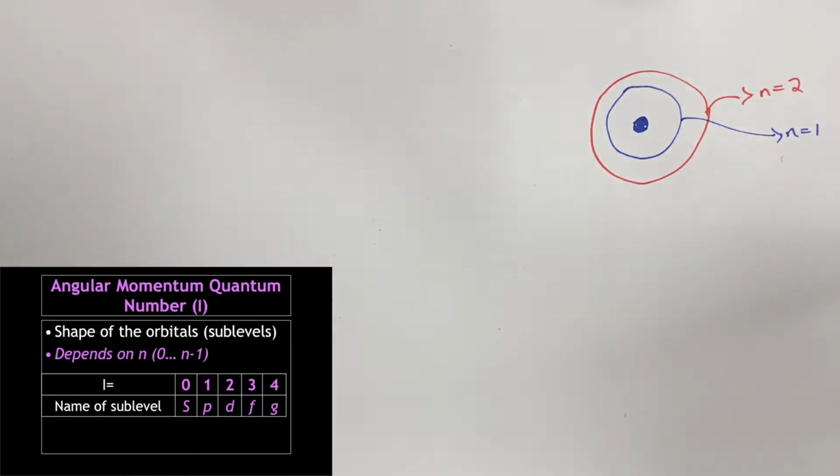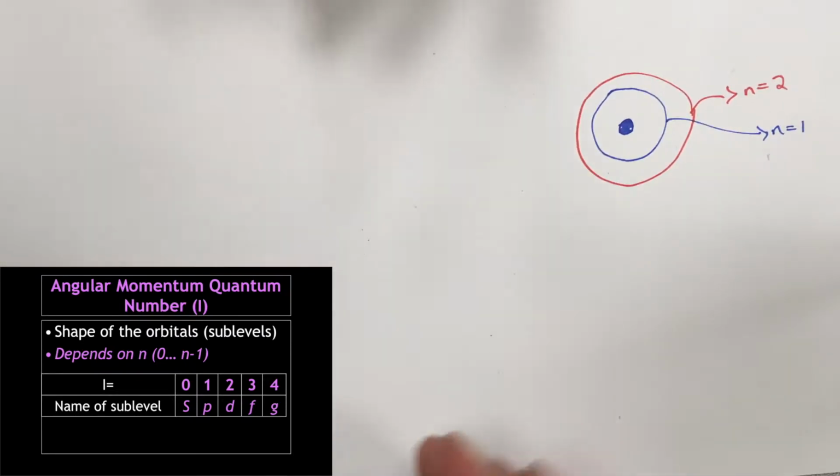But you get it, right? If you have a 2, it's shaped like the d orbital. If you have a 3, it's shaped like the f.